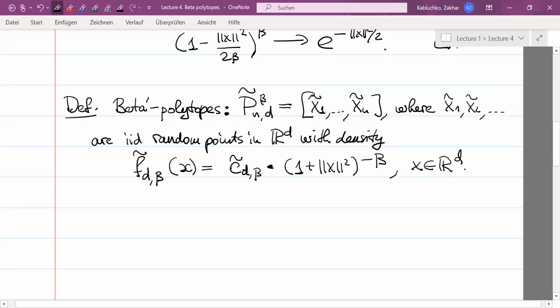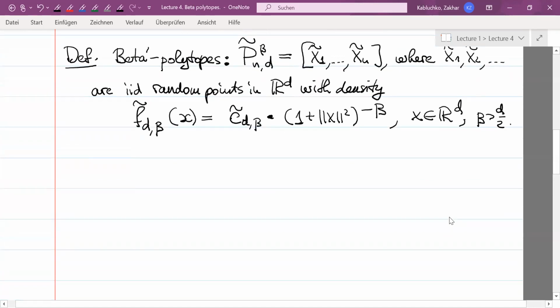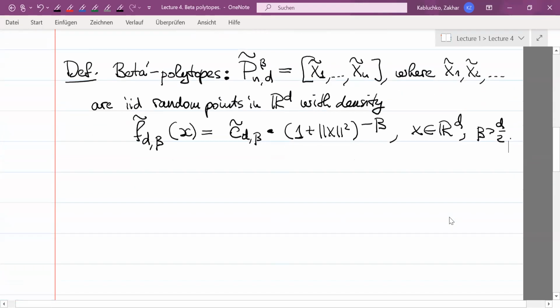So this is not concentrated on the unit ball. For example, if d is equal to 1, then this is something like the Cauchy density. And one can check that it is integrable for beta greater than d half, because this should decay as x to the power minus d plus epsilon, and so beta should be greater than d half. So this is the class of beta prime polytopes.